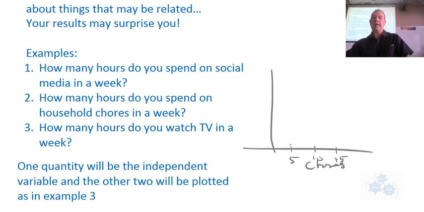So for social media, if someone spends 5 hours on chores, they spend this much on social media, maybe 10 hours. If someone actually spends 11 or 12 hours doing chores or working on the farm or whatever, then maybe they only spend 3 hours on social media. So you might find that there's a trend there, or you might find for chores and TV that maybe there isn't a relationship. Maybe you think, well, it's kind of all over the place.